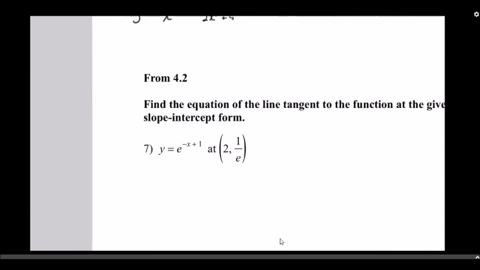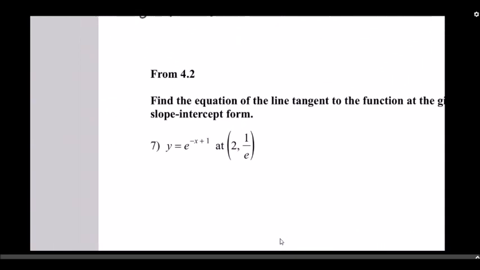Question 7 involves some of the applications of derivatives that we talked about in the first unit, finding the equation of a tangent line. So slope-intercept form, if you remember, is y equals mx plus b, so we got to have that slope, and the slope comes from the derivative using a particular x value there.